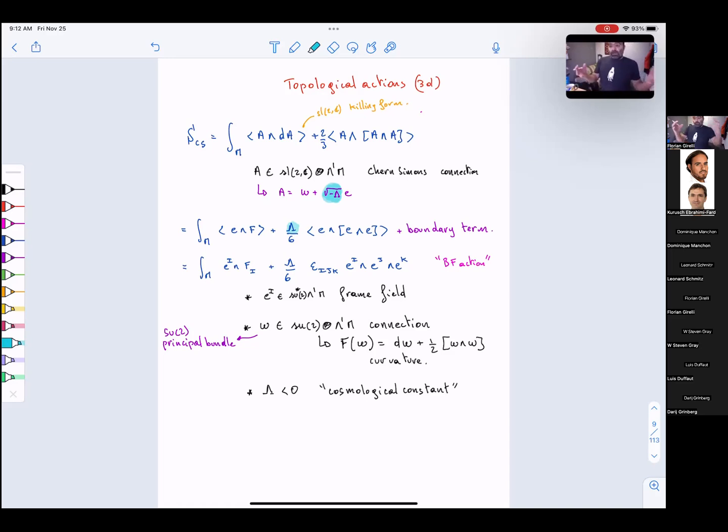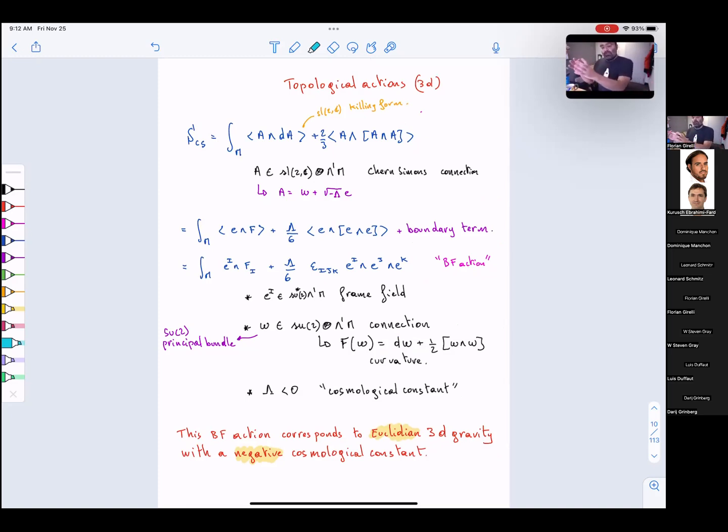So I can rewrite the Chern-Simons action in terms of a BF action, and this happens to be exactly 3D gravity with a negative cosmological constant. So you could start with general relativity in 3D, go to the Palatini formalism, if you know the GR formalism. You introduce the frame field and so on, and you will get this type of action. So that's why, back in the day, we studied Chern-Simons and so on to quantize gravity.